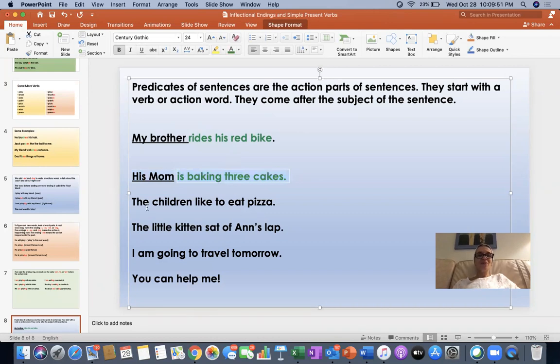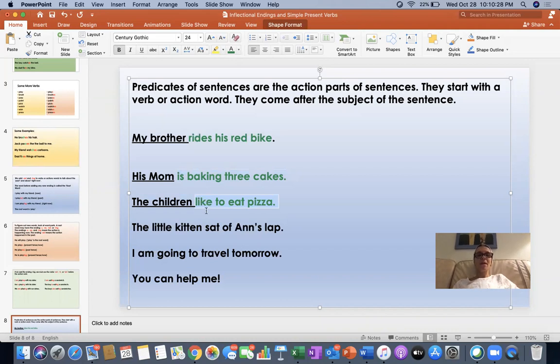All right. The children like to eat pizza. So who is this sentence about? That's right, my subject is the children. And what are the children doing? What is the action that they are liking? To eat pizza. So the children like to eat pizza. That's the green part, my predicate. It starts with a verb or an action word or an action verb.